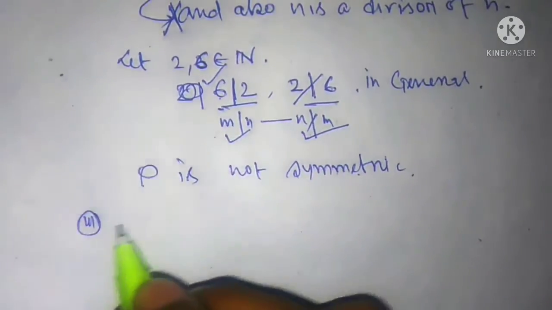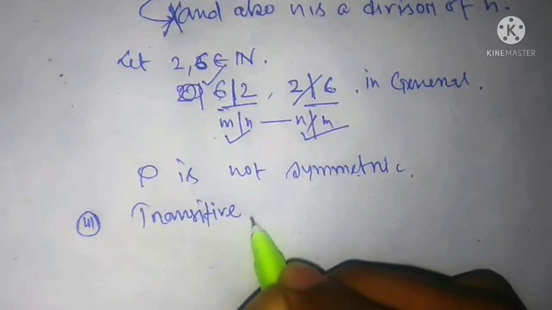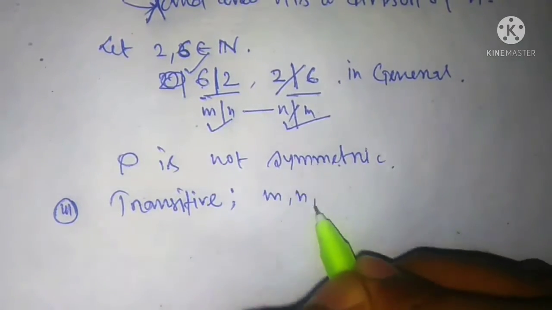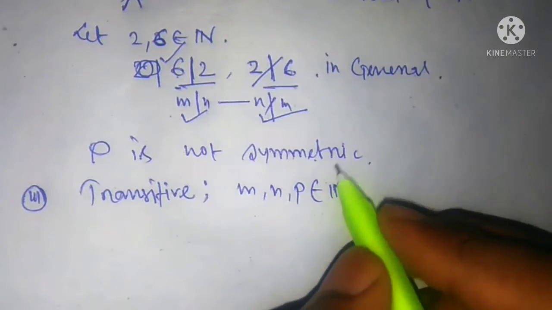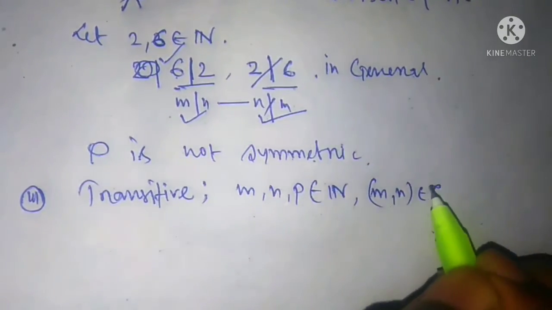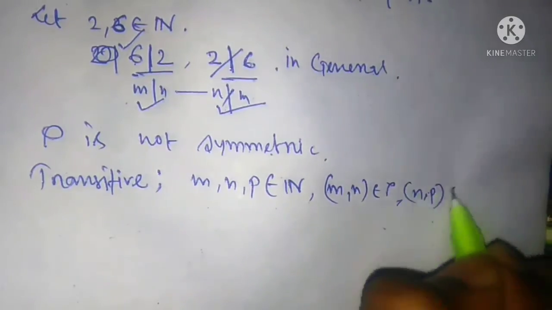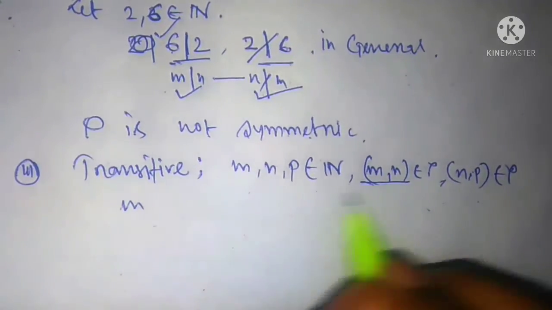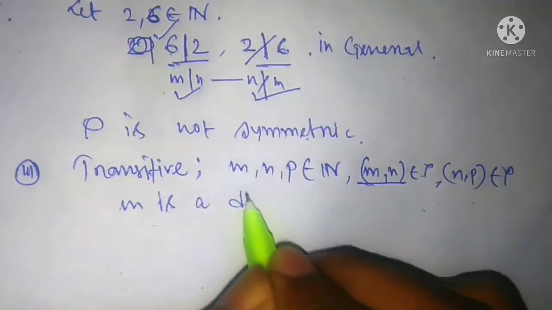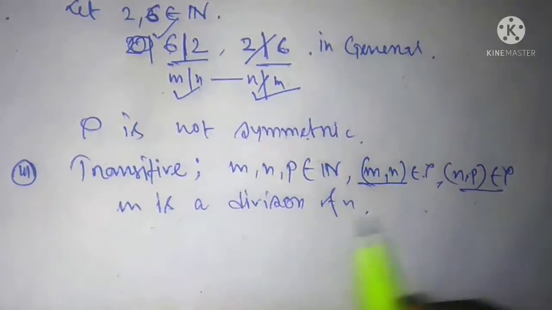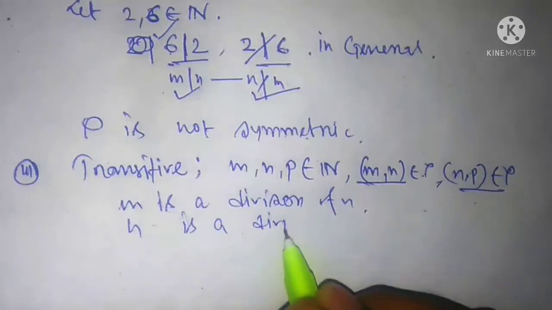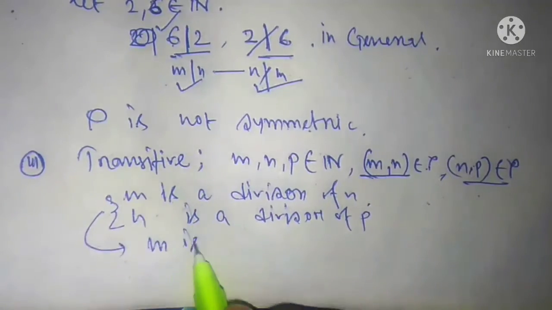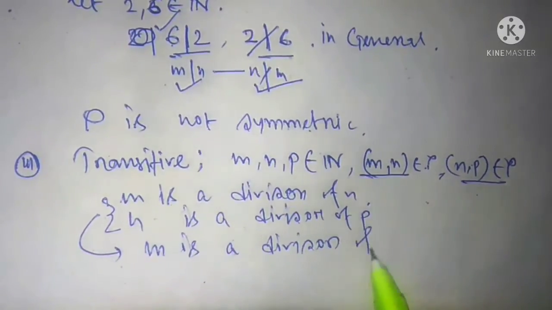So the third property is transitive. We have to take three elements. Let m, n, p belong to N, and (m, n) belongs to rho and (n, p) belongs to rho. Then m is a divisor of n, and n is a divisor of p. So in transitive we have to show that m is a divisor of p.